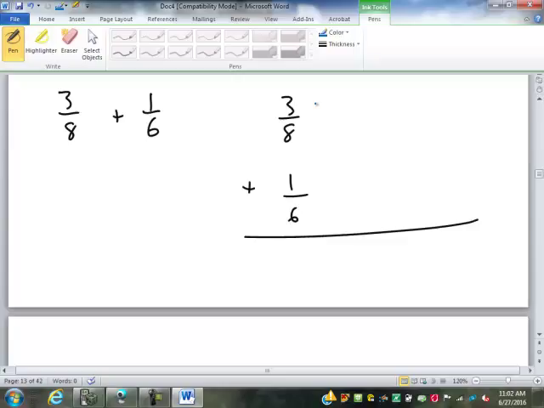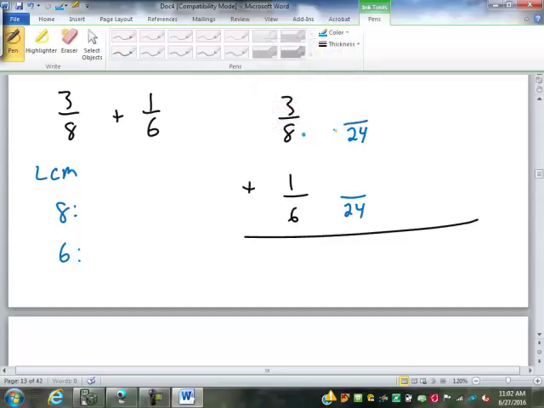Very good. Again, if you don't see the 24, you're just looking for the LCM, least common multiple of 8 and 6. You could make the list, counting up by 8s, or you could factor like we did at the beginning of your class. But some of you just looked at that and saw that the least common denominator is going to be 24. So let's go with that.